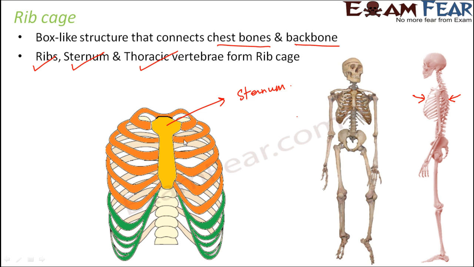Ribs are the thin chest bones. These structures which you see here are the thin chest bones. So these are the ribs.